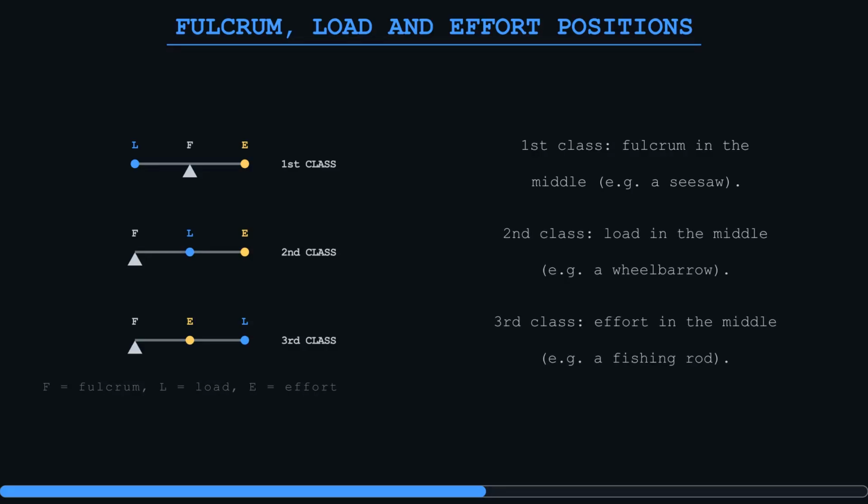Levers are classified by the position of the fulcrum, load, and effort. A first-class lever has the fulcrum in the middle, like a seesaw. A second-class lever has the load in the middle, like a wheelbarrow. A third-class lever has the effort in the middle, like a fishing rod, trading force for speed and reach.